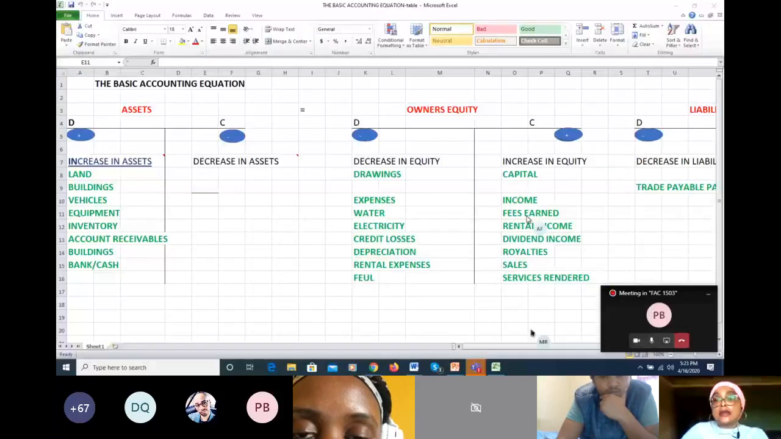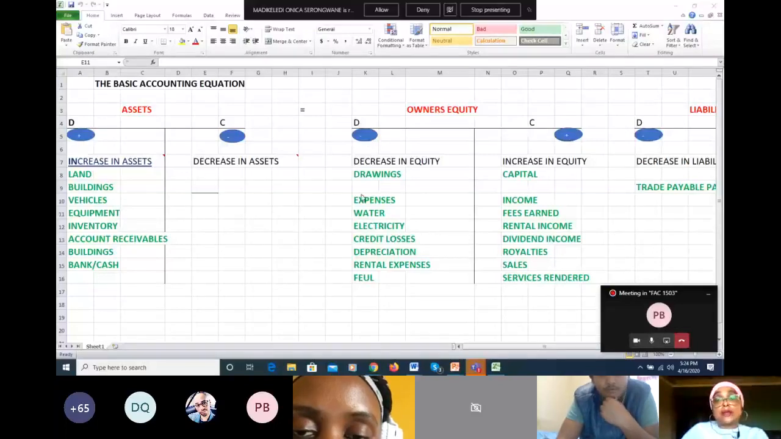Those will all increase my equity account. On this side is obviously my expenses. On my expense side, I'm not going to decrease my expenses, sorry, I'm going to decrease my equity with expenses. So all my expenses would be things like water, electricity, credit losses, depreciation, rental expenses, and fuel.